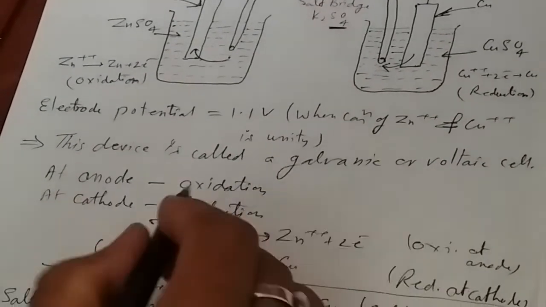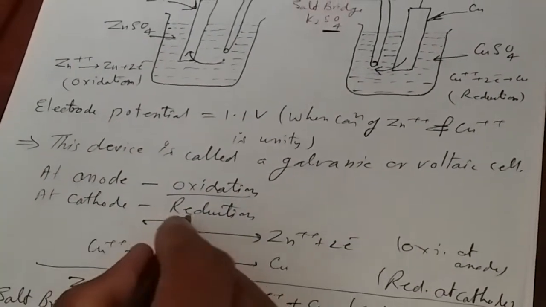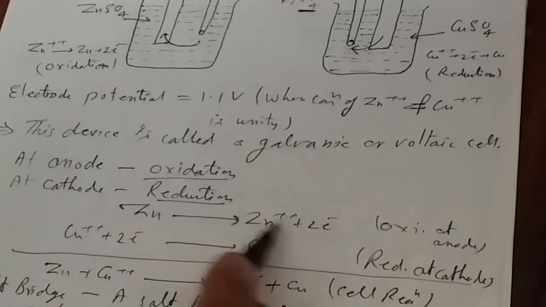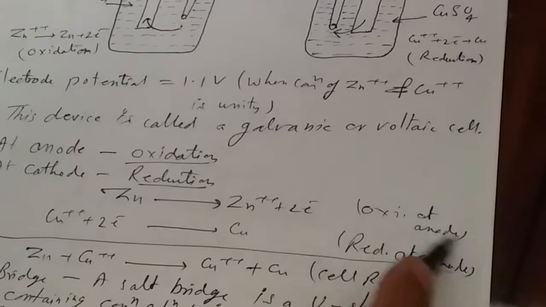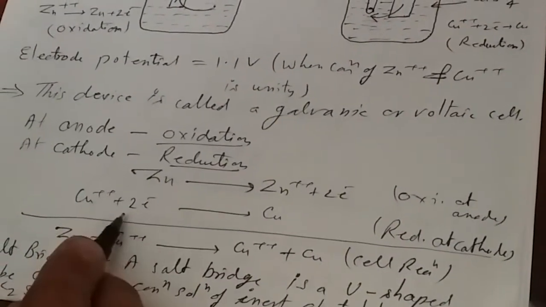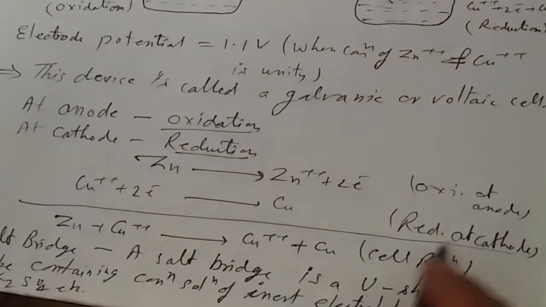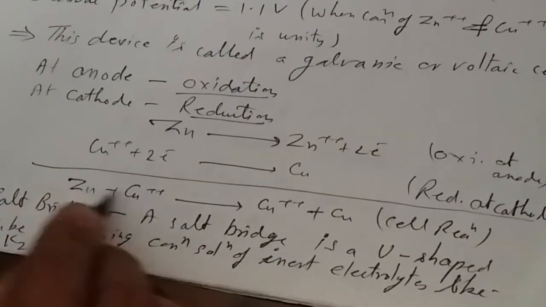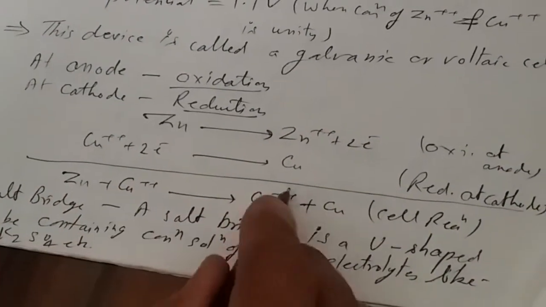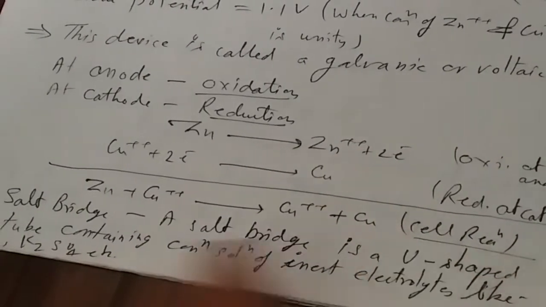Anode contains the oxidation reaction, cathode contains the reduction reaction. Here zinc converts into zinc ion after providing 2 electrons. This is the oxidation at anode, and copper ion getting 2 electrons converts into solid copper, that is reduction at cathode. The overall reaction is zinc plus copper ion converts into zinc ion plus copper. This is the cell reaction.